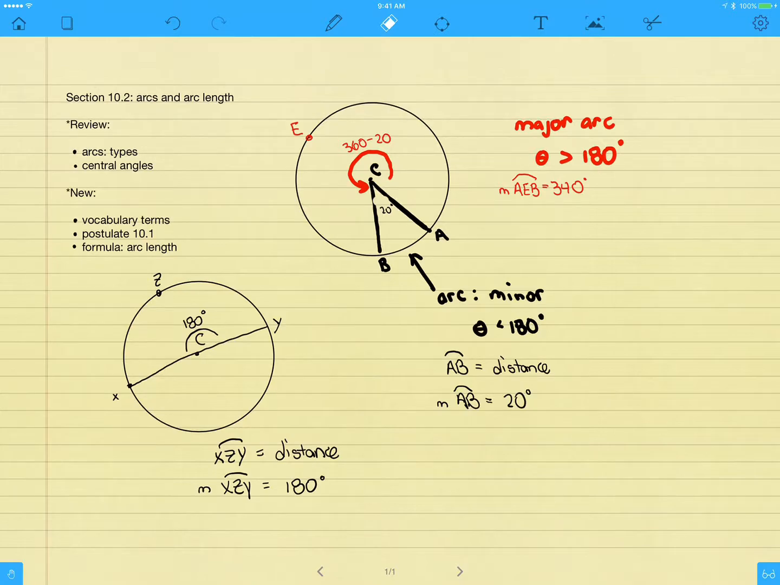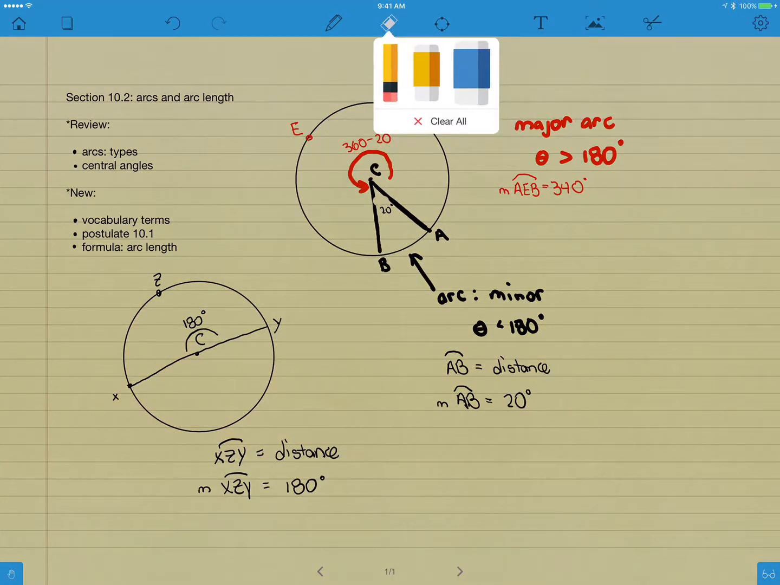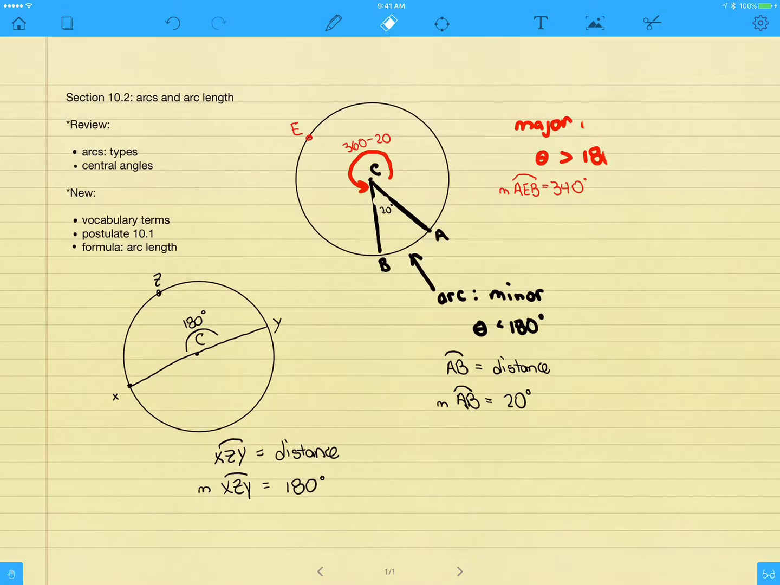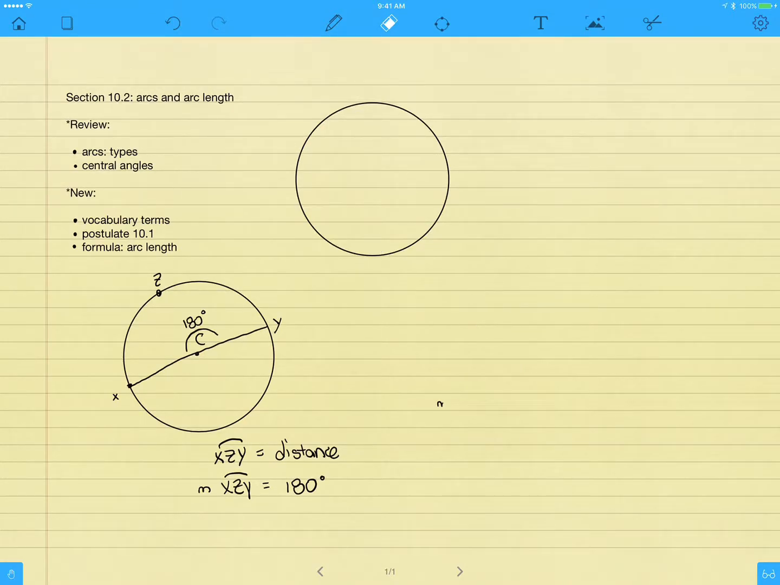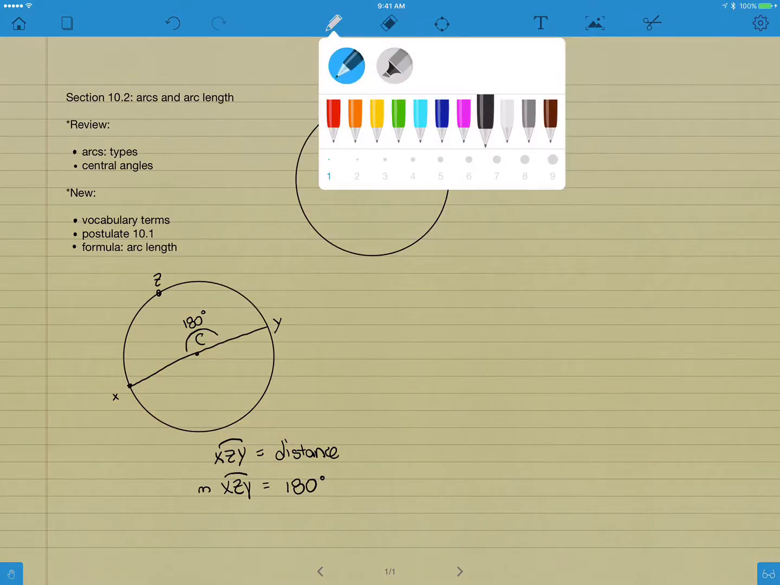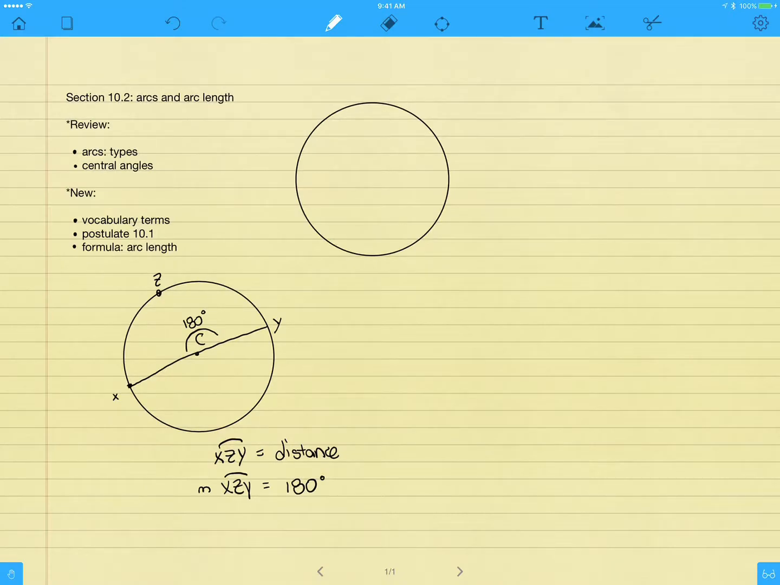Now, let me clear some of this material out. And let's discuss the vocabulary terms that apply to this circle itself. So we're going to call this circle C again, just like before, and we're going to put a couple different arcs side by side. So I'm going to call this one A and B again, just like before, and I'm going to put another arc right next to it. Let's call this point D.